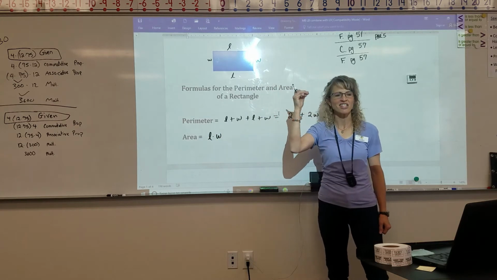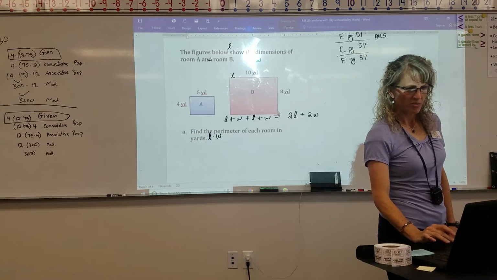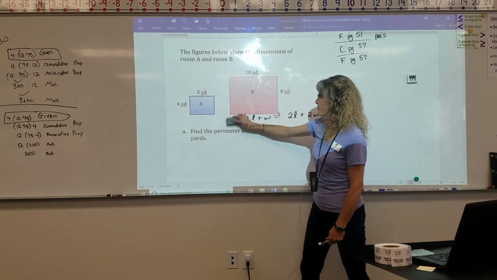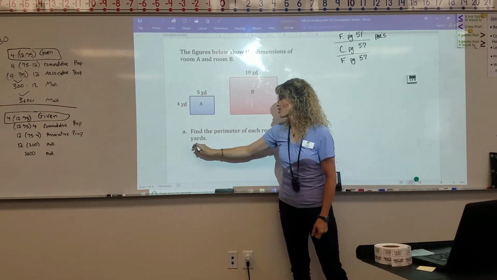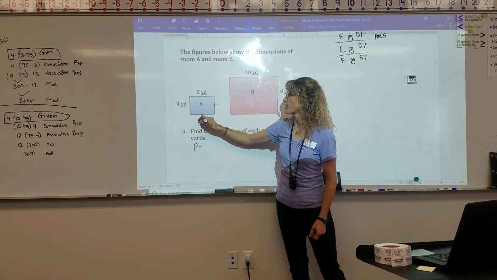What is our area, class? Get ready? Length times width. So let's practice this problem right here. The small rectangle is 4 yards by 5 yards. So our perimeter, I'm just going to put it right here. Perimeter equals 4 plus 4 plus 5 plus 5.